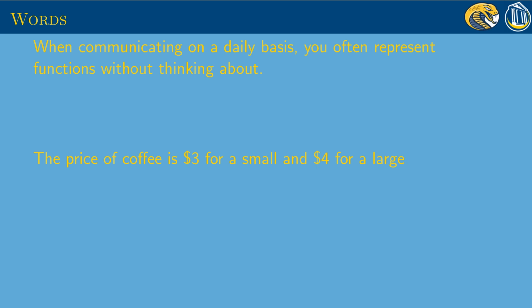When we're communicating, we often represent functions without even thinking about it. For example, if the price of a coffee is $3 for a small and $4 for a large, we're dealing with functions when we say, I would like 2 small and 1 large coffees. We could call S the number of small coffees, and we could call L the number of large coffees. And if I said, how much would it cost for 2 small and 1 large coffees?